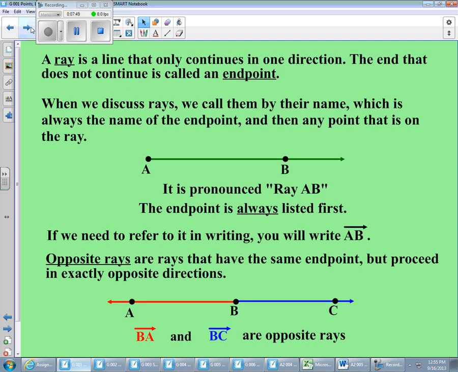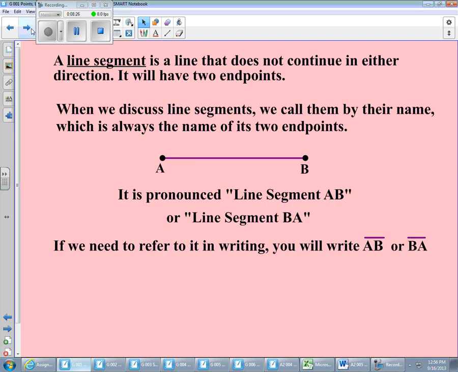When it comes to naming rays, remember that you have to get the order correct. The endpoint comes first, and then whatever side travels on infinitely goes next. For example, this green one in the middle, if you call it ray AB, you're exactly right. A is the endpoint, B is the side that travels on infinitely. If you call it ray BA, you're incorrect, because you listed the wrong endpoint. So make sure we get that. Opposite rays simply begin at a common endpoint and head in exactly opposite directions from each other.